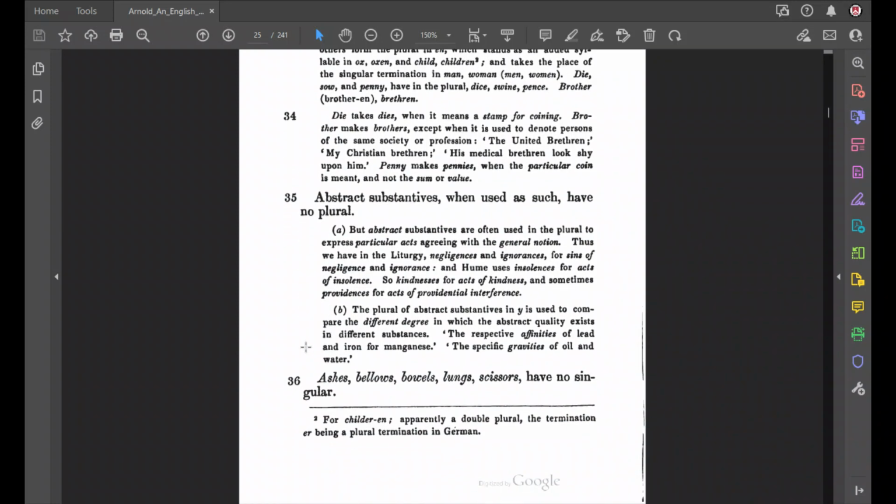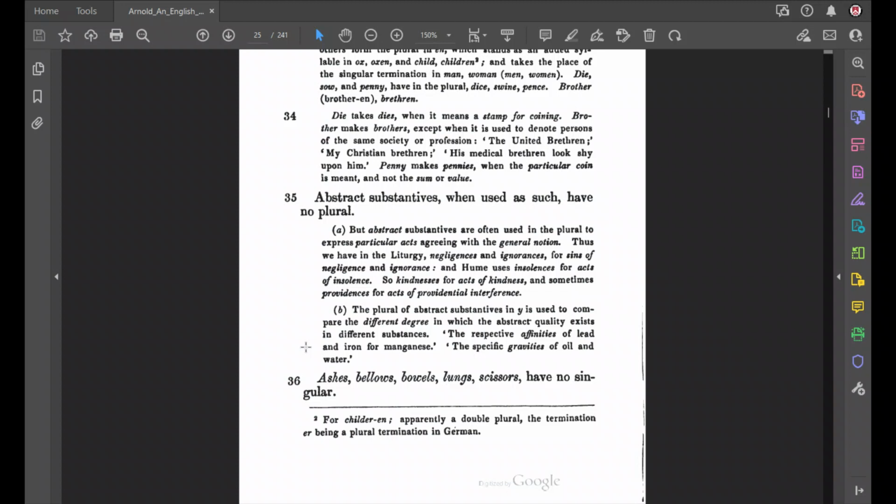There are some words which have no singular form. We only use the word to refer to plural things. Ashes, bellows, bowels, lungs, scissors have no singular. I don't really know what he means by this rule, because we certainly do use a singular form for lungs. We say lung, right? If somebody has lung cancer, we don't say lungs cancer, so we do have a singular for lung. But the others are true.